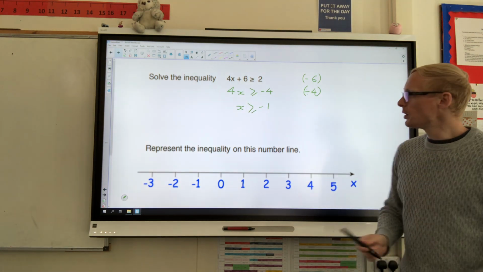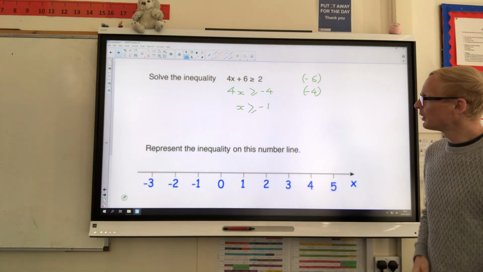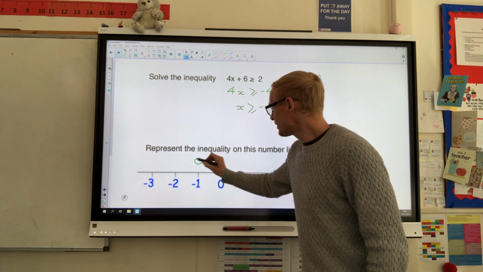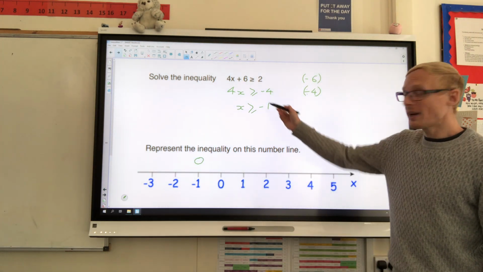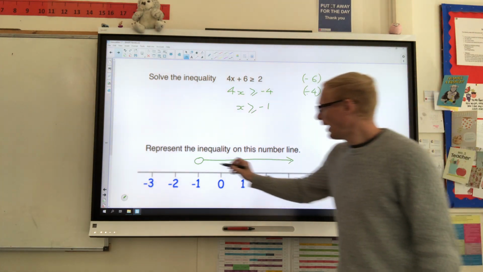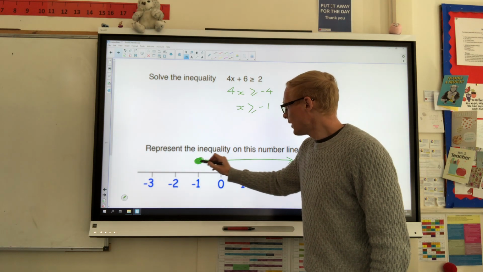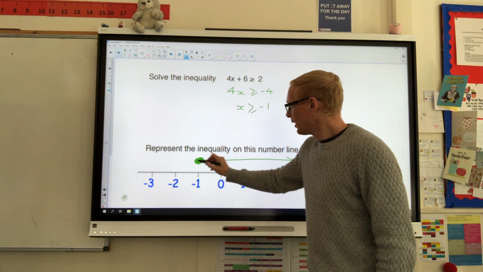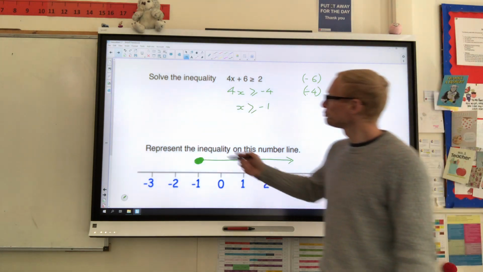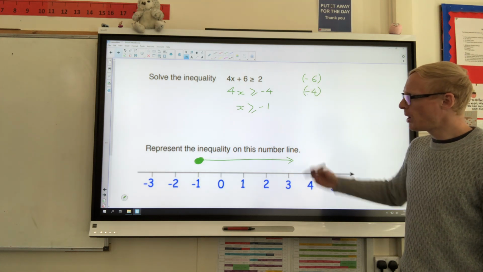Now once you've got that answer, this part B, if you like, is to represent the inequality onto a number line. So x is greater than or equal to -1. So -1 is there. Greater than or equal to, greater than means the arrow's going this way. And equal to means I'm going to shade in that circle there. So that would be your answer to the second part. So that's just combining the two things that we've looked at so far. In terms of marks, you're probably looking at 2 marks and then 1 mark, something like that.